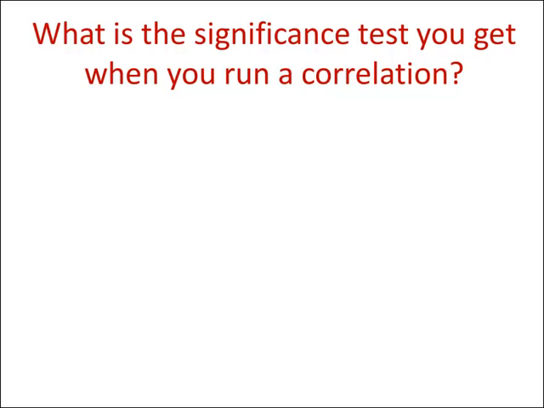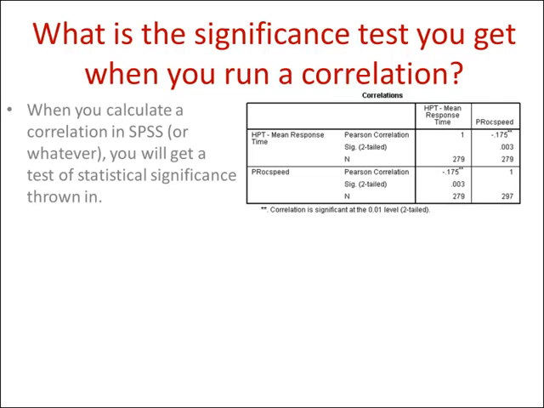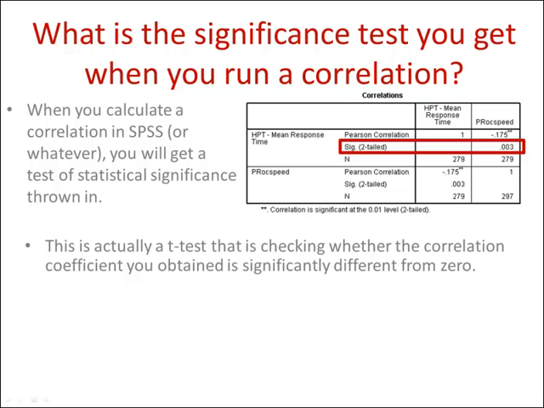Another key issue: when you run a correlation in SPSS or anything similar, you tend to get a significance test thrown in with it. So this is an SPSS output for you, where that's the correlation coefficient there, and here is the p-value from the significance test, and that's the number of people who've been tested. The actual significance test there is technically a t-test, and all it's doing is testing to see whether this correlation coefficient, the one that you've obtained, is significantly different from 0.